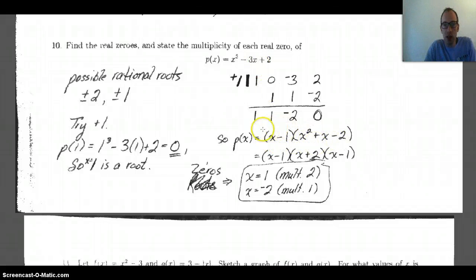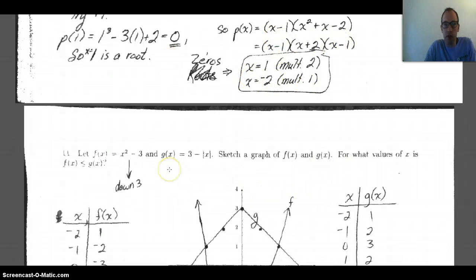So when I factor that out, I get x minus 1, which again is the same as saying there is a 0 at 1. And I also have this x² plus x minus 2, which breaks down just by standard factoring into x plus 2, x minus 1. So we have a 0 at x equals 1 with a multiplicity of 2, because there's 2 of them, and at -2 with a multiplicity of 1.